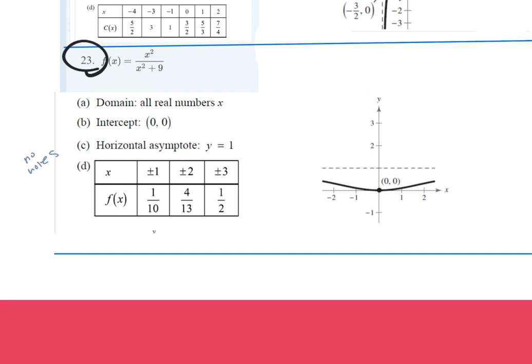And then I would start with my vertical asymptotes. If I set this equal to 0, we just said it. We can't solve this. You can't square root a negative. It would be square root of negative 9, which means there's no vertical asymptotes.